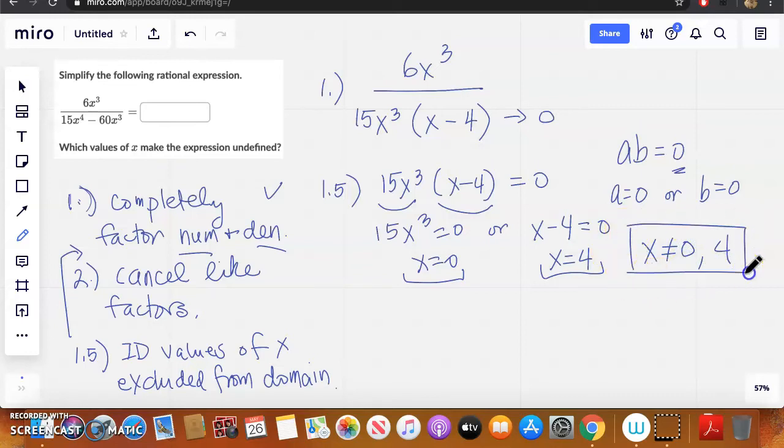So let's write our restrictions in first before we go back to our problem. In the second part, now we're going to cancel out. Here we have x cubed on the top and x cubed on the bottom, so we're just going to cancel these x cubes. Then we have a 6 and a 15, so we know that 3 goes into 6 twice, and 3 goes into 15 five times. So we're going to have 2 over 5 times x minus 4.